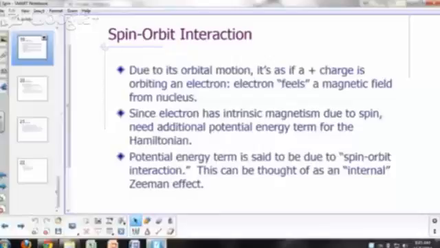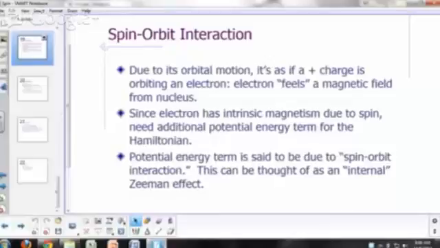We can explain magnetic properties in terms of the orbital angular momentum of charged particles like the electrons, but that wasn't enough to fully explain the properties of the atom. So we have to postulate the existence of some other source of magnetism for the atom, and we said that's the electron spin.